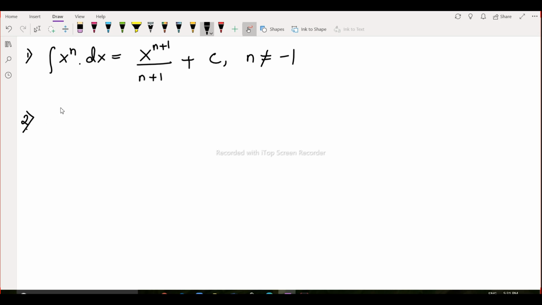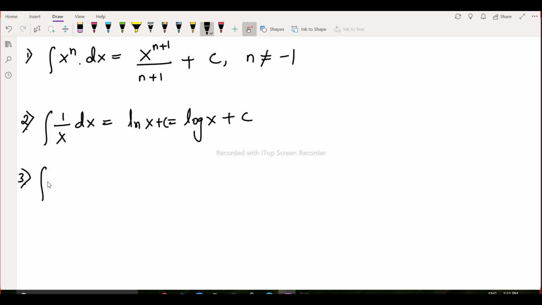Now we know that the derivative of log x is 1 by x. So integration of 1 by x is equal to log x, or we can write ln x, so the base is e. That's what you have to remember. Third one, you have integration of sin x dx. The derivative of cos x is minus sin x. So integration of sin x will be minus cos x plus c.